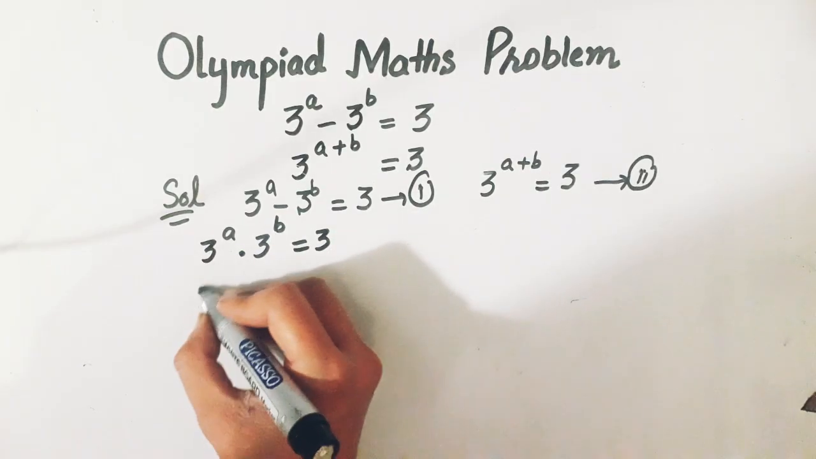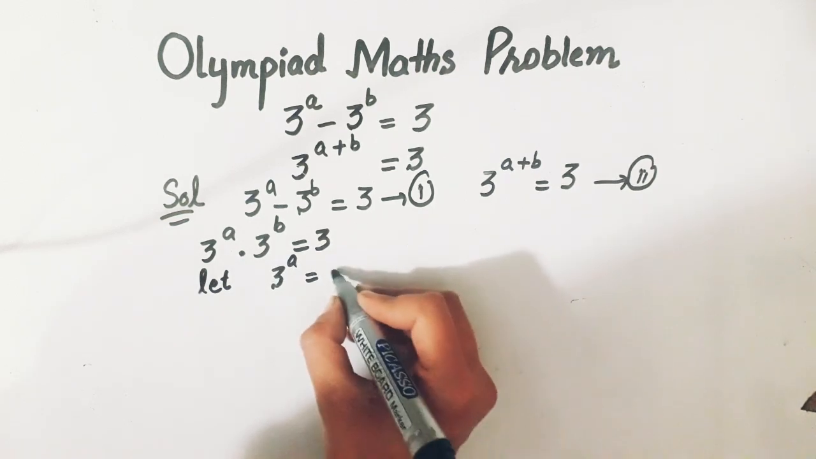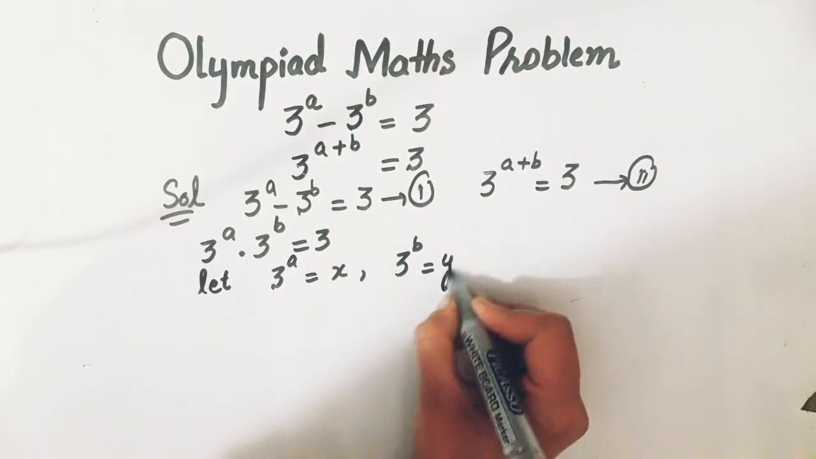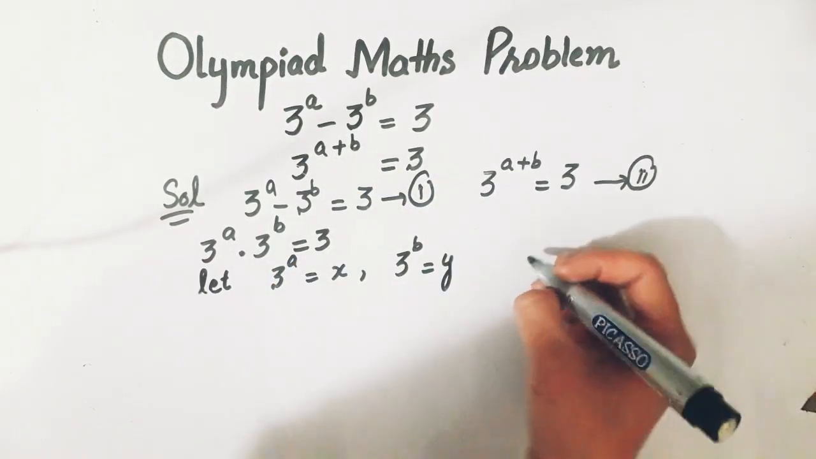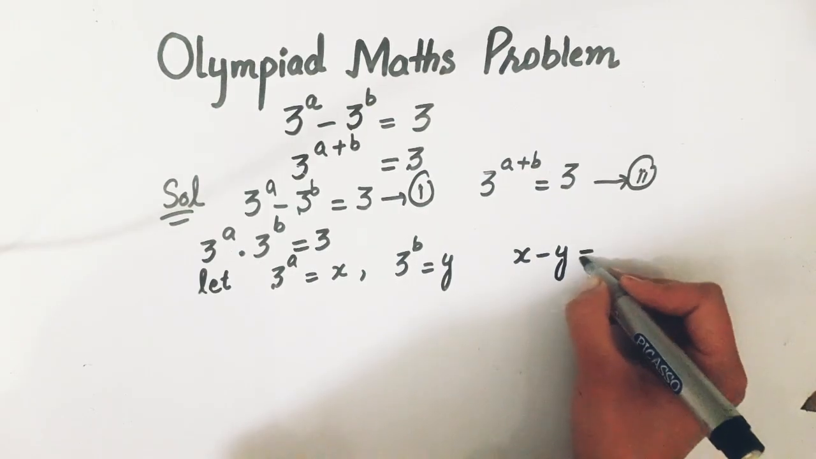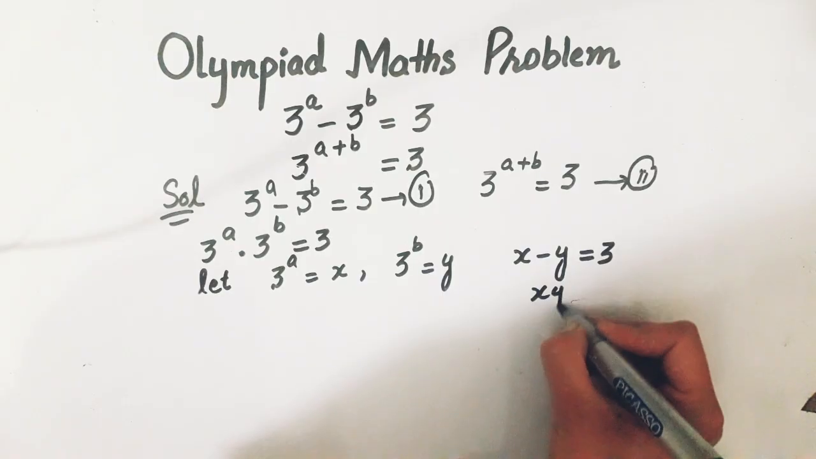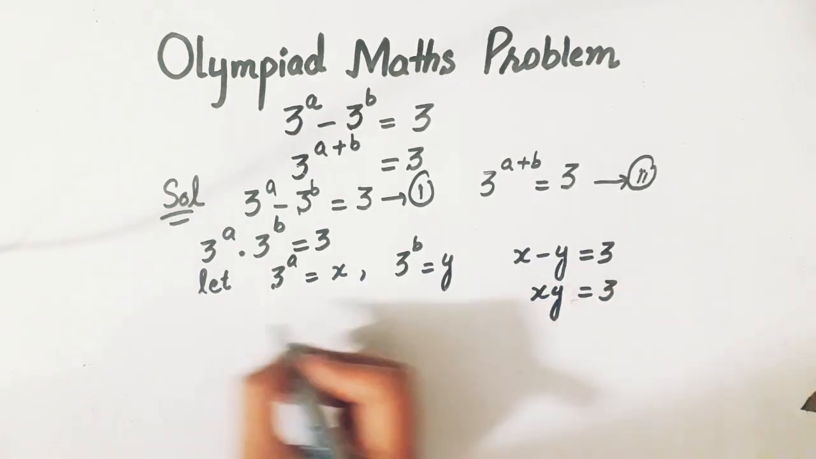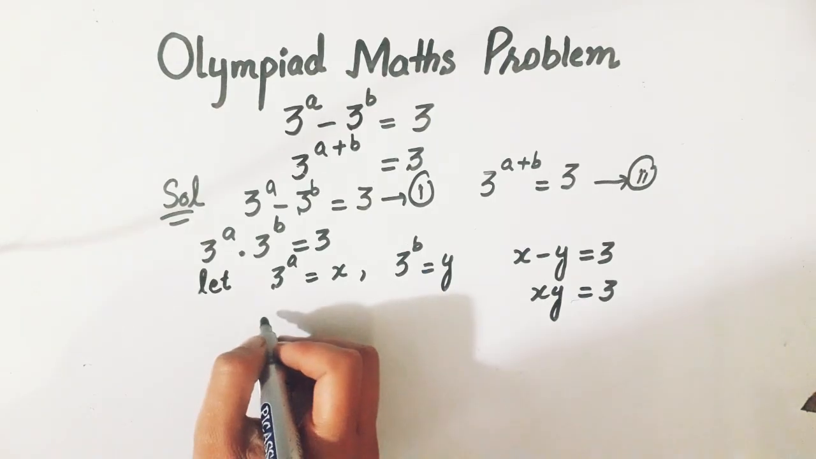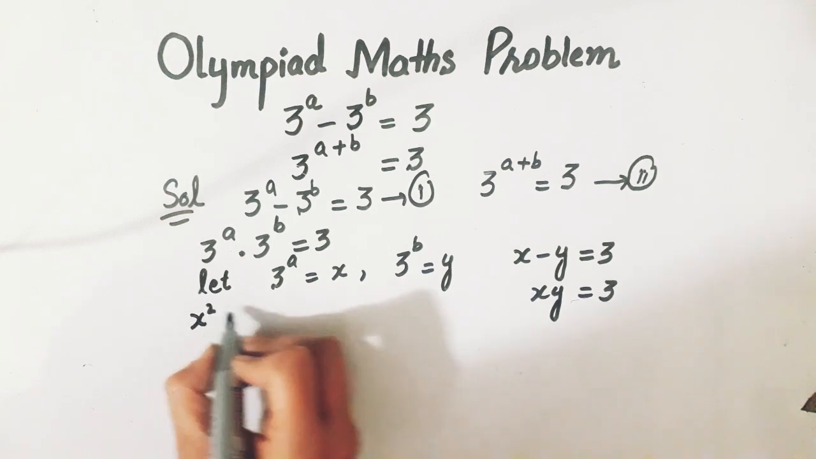Now make a supposition here: let 3 raised to power a equals x and 3 raised to power b equals y. So our original equations become x minus y equals 3 and xy equals 3. Now we have to solve this. For this purpose, we have to find the value of x square plus y square.